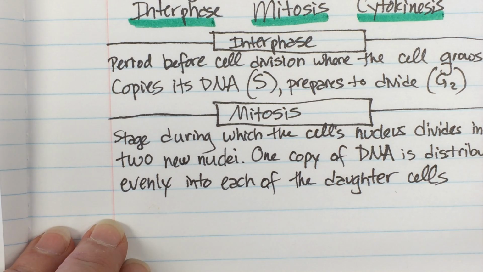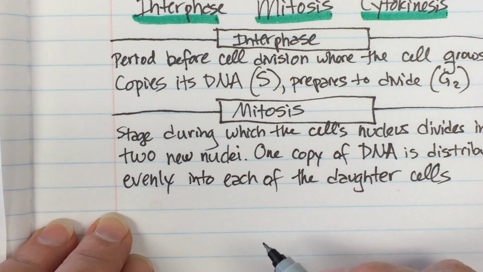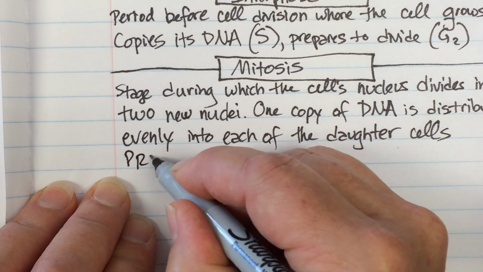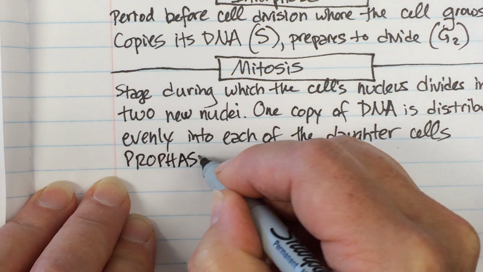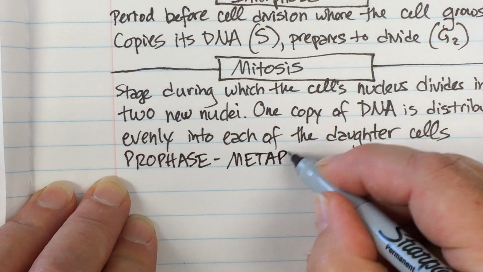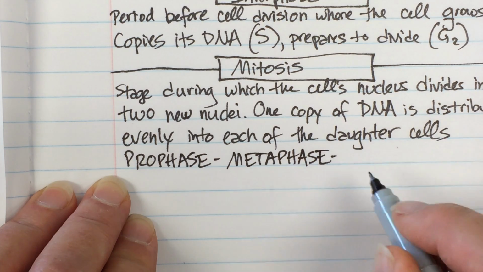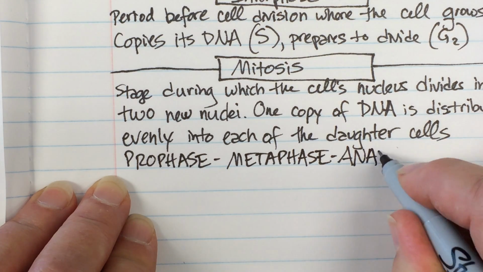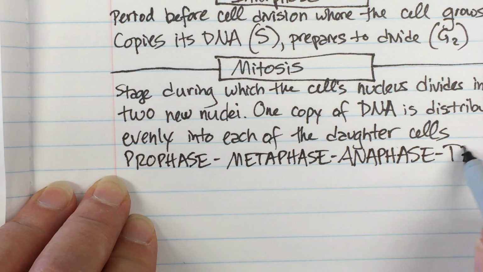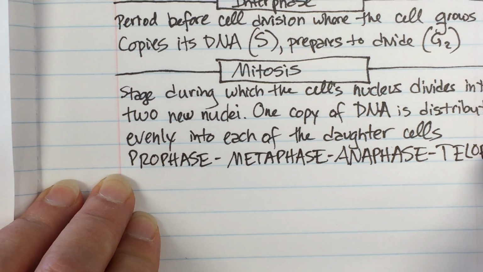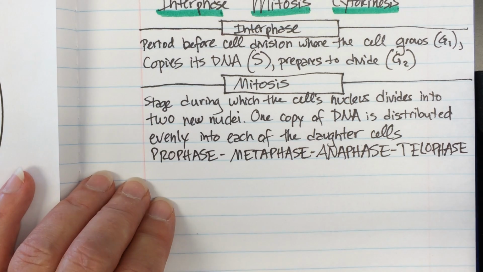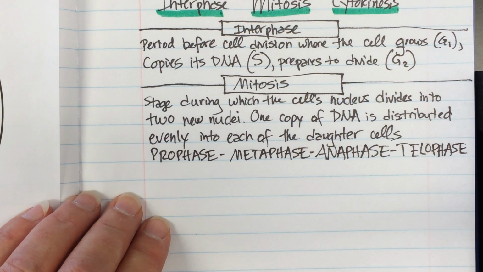Okay? And just for now, we're just going to write down what those four stages are. They are, you ready? Prophase, metaphase, anaphase, and telophase. We're going to get to know those four words a lot better as time goes on, but we'll leave that there for now.